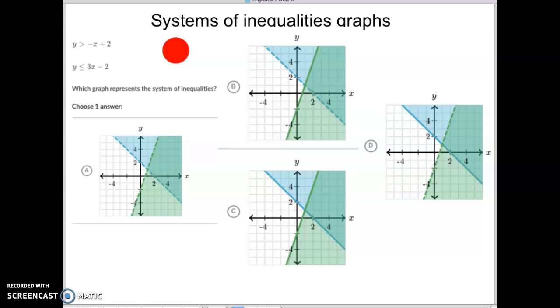This next concept is called Systems of Inequality Graphs. Look, this one looks really confusing. You get two inequalities you have to work with and graph them. It's way simpler if you just listen.